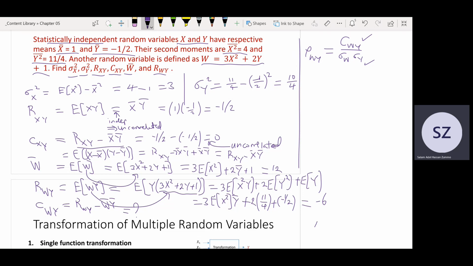Now, in order to find this, we have already the numerator, we have sigma squared. So you need to find sigma W squared and then take the square root. Well, it must come out as a number in the range from -1 to 1. If you get something more than 1 or less than -1, then you made a mistake. Okay, any questions?